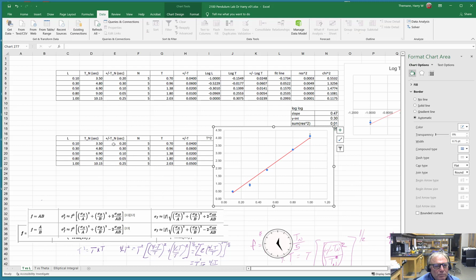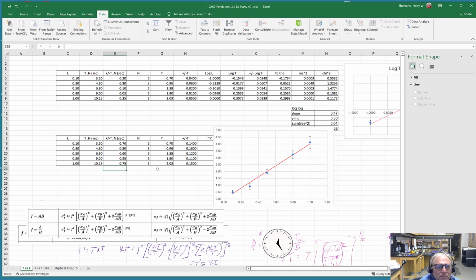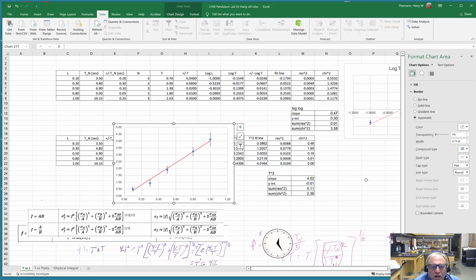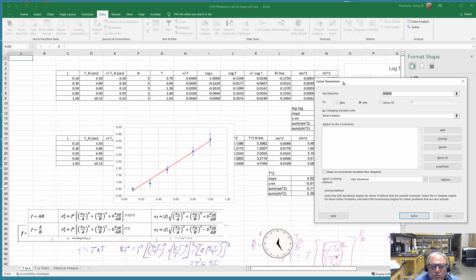So this becomes what? 0.7, 0.8, 0.6, 0.55, 0.75. Yeah, so that becomes much more believable. And, in fact, let's do a fit again. So I would bet it's going to change a little bit.